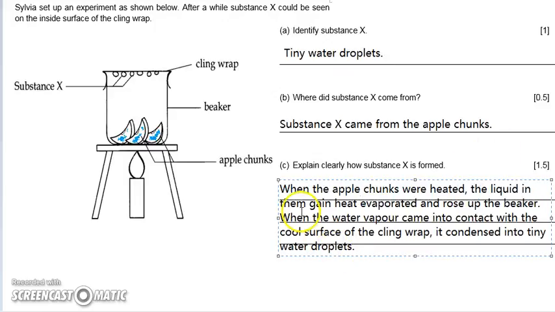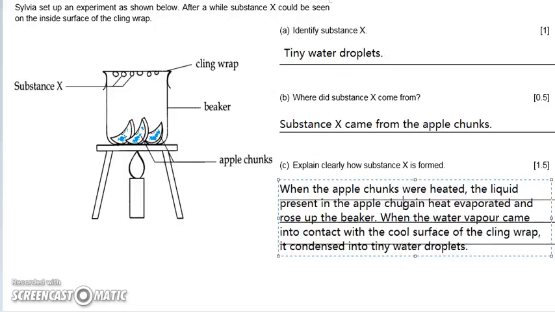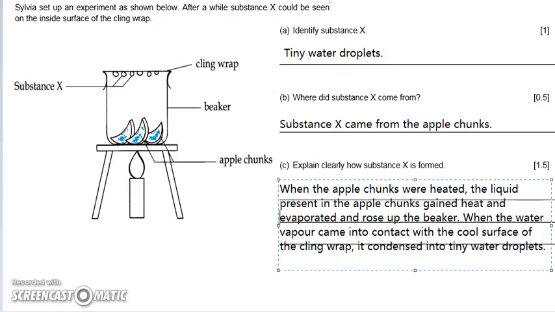The liquid present in the apple chunks gained heat and evaporated, right, and rose up the beaker. When the water vapor came into contact with the cool surface of the cling wrap, it condensed. The water vapor condensed into tiny water droplets. Okay, so this is your answer.